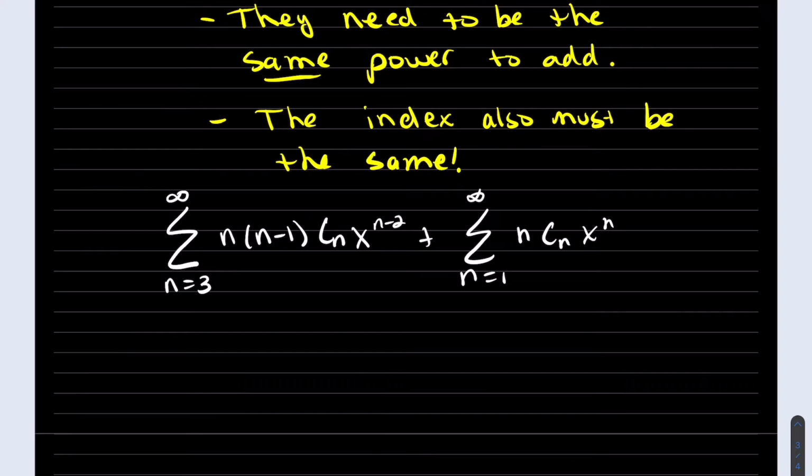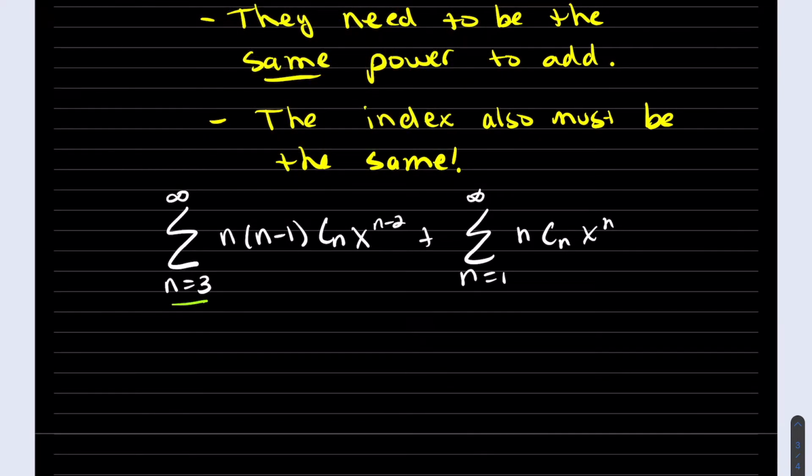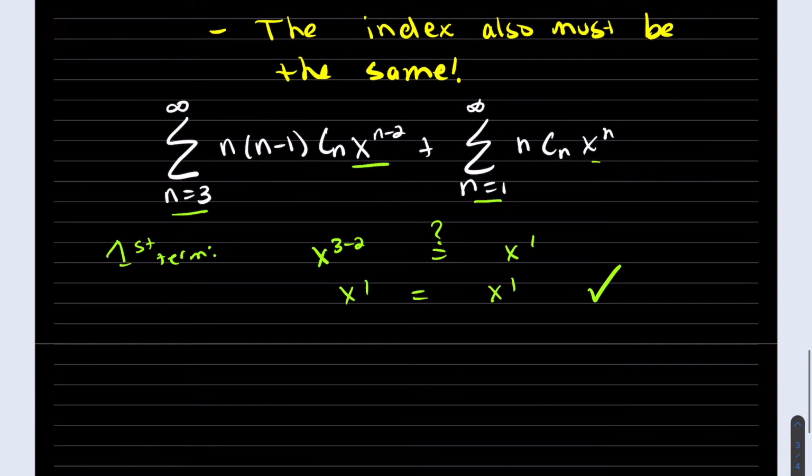Let's go ahead and figure out where we're starting. So we plug in our first, n equals 3, our first term. And for now, I only care about the power. So it's x to the 3 minus 2. And this one, I plug in n equals 1 here, and we get x to the 1. Are they equal? That's the question. So that's x to the 1 equals x to the 1. So I'm going to check that off. Yes, they're the same. We'll learn what to do later if they're not.